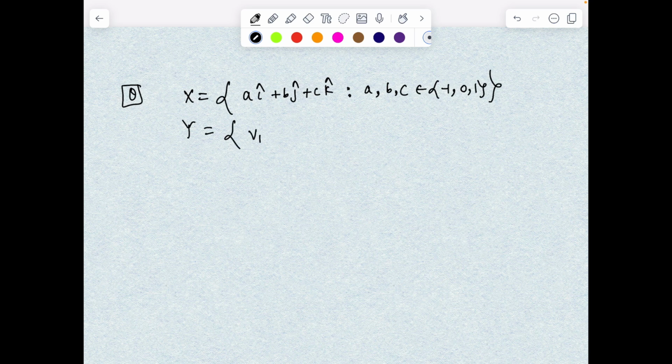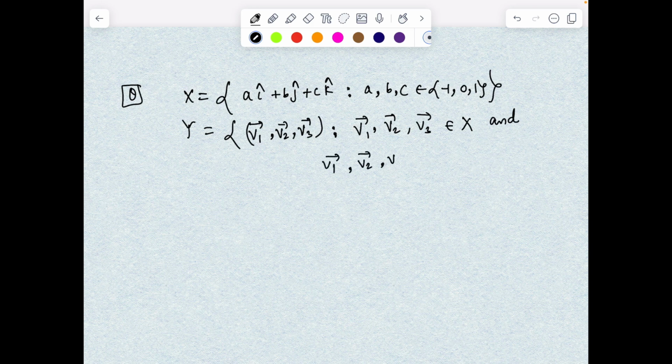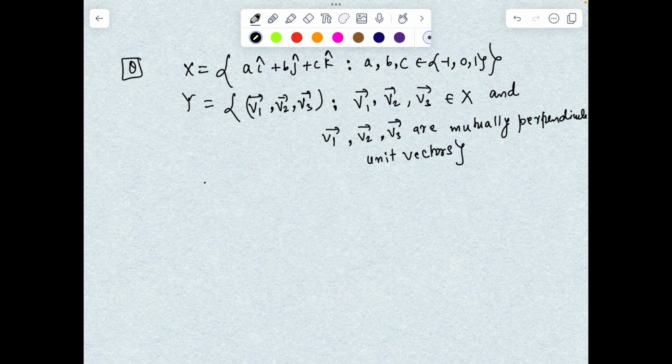And let's consider Y is the set of all ordered triplets of vectors b1, b2, b3 such that b1, b2 and b3 belong to set X and b1, b2 and b3 are mutually perpendicular unit vectors. Then you have to find the number of elements in set Y.